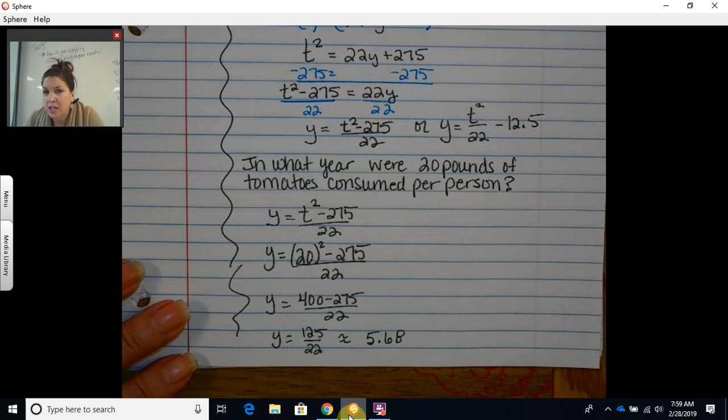So if that was your answer, in what year were 20 pounds of tomatoes consumed? In the year 5.68? No. That doesn't make sense, right? Y stands for the number of years since 1980. So about 1985, sometime in the year 1985, because it's a little over 5.5 years since 1980. So that's the year 1985.